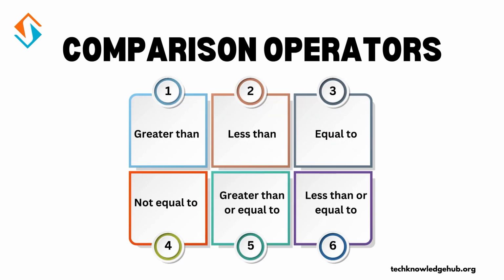Let's move on to comparison operators. Now that we know how to perform arithmetic, let's talk about comparing values using comparison operators. These are used to compare two values and return either true or false, which is helpful for decision making in your programs. Here are the common comparison operators in Python.